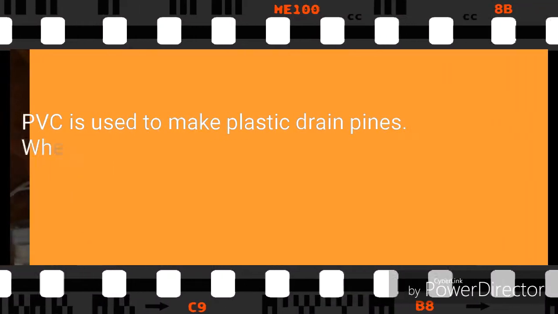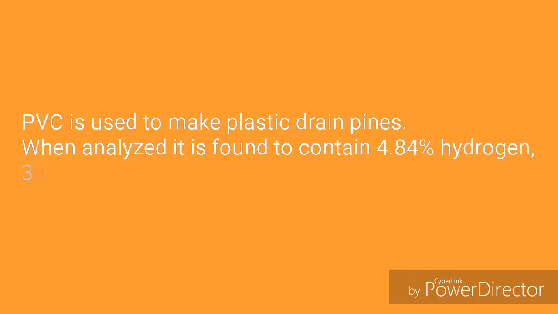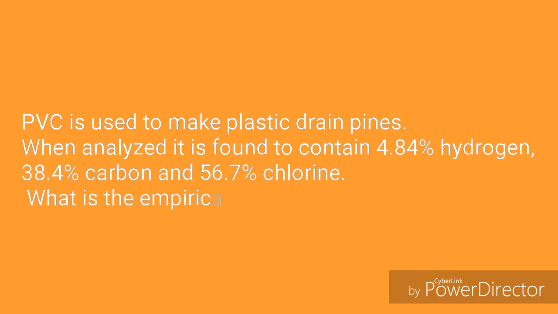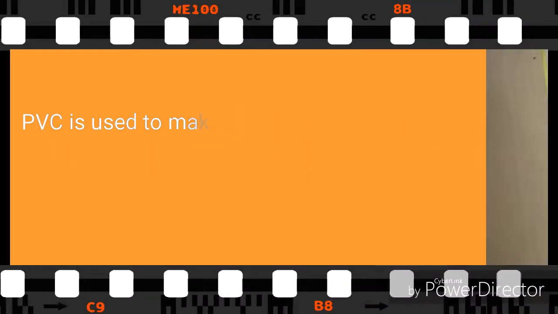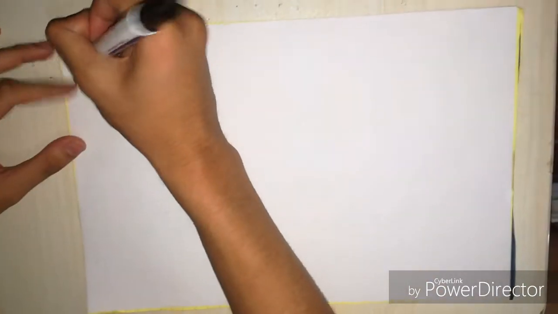For the second problem, PVC is used to make plastic drain pipes. When analyzed, it is found to contain 4.84% of hydrogen, 38.4% of carbon, and 56.7% of chlorine. What is the empirical formula for this compound? Convert the percentage of each element into mass.